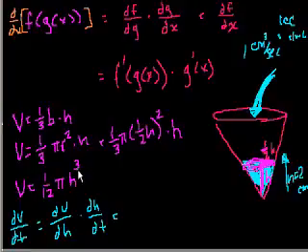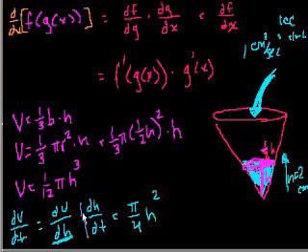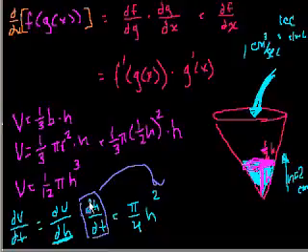The derivative of V with respect to h is just, this is a simple one, 3 times 1/12. That's 3/12, that's 1/4 pi. So we could just write pi over 4 h squared. So that's this part. And then let me change colors. And then this part is just dh/dt.